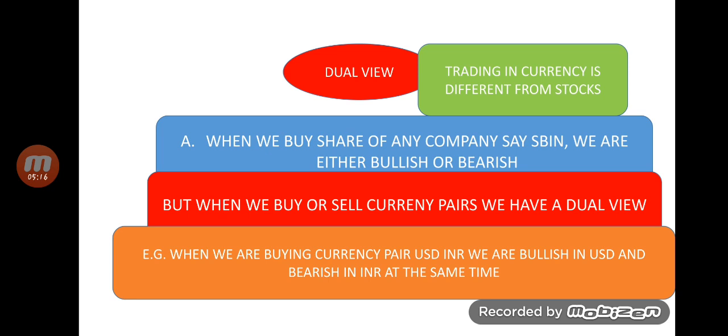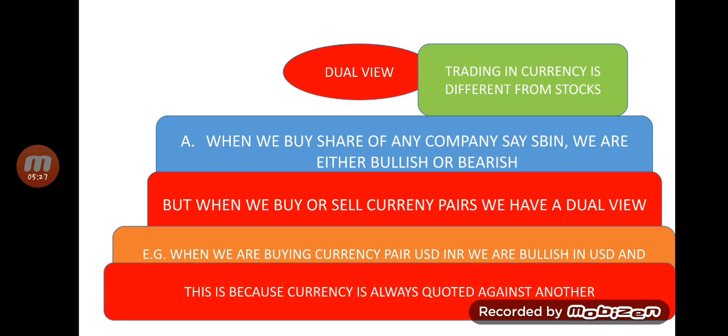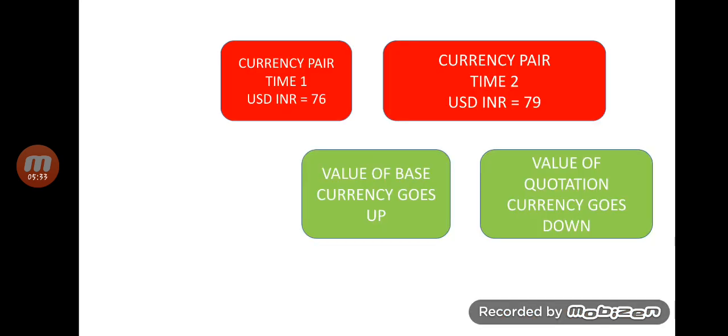So if they are selling it, they are expecting USD to decrease and INR to increase. This is a dual view. Why this is so is because one currency is quoted against another currency in foreign exchange market. So let us explain it with the help of an example.